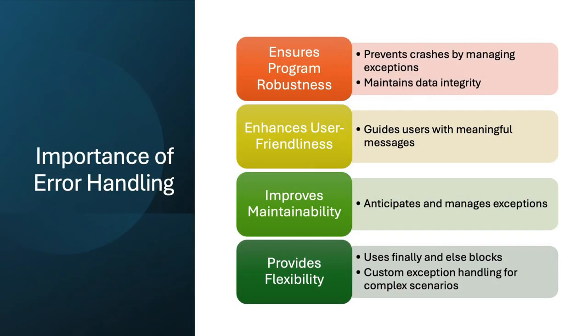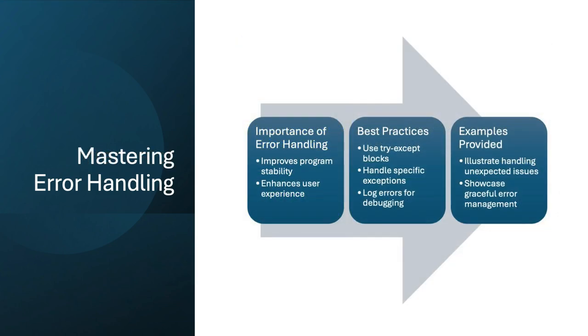Error handling with try except in Python ensures robustness, user-friendliness, and maintainability. It prevents crashes, guides users with meaningful messages, and maintains data integrity. The use of finally and else blocks, along with custom exception handling, provides flexibility for complex scenarios. Mastering error handling is crucial for developers. It improves program stability and user experience. This guide provides best practices like using try except blocks, handling specific exceptions, and logging errors. Examples illustrate graceful error management.